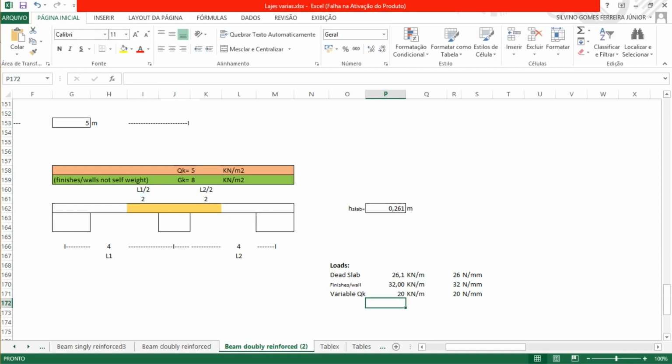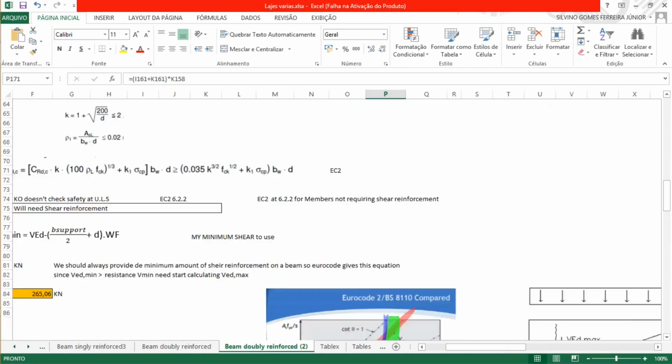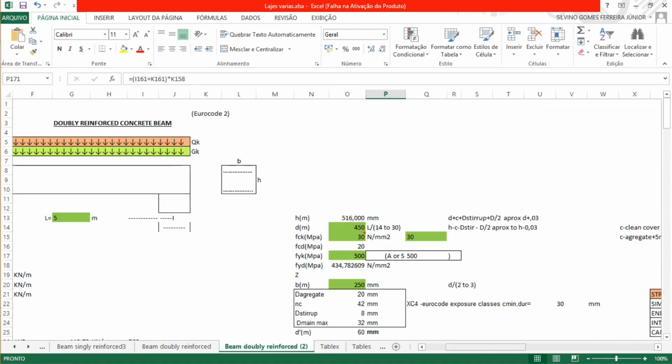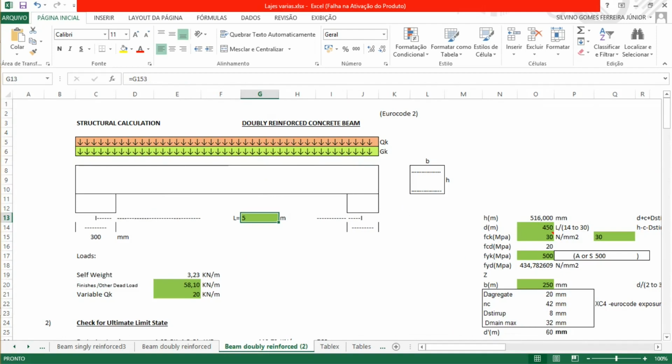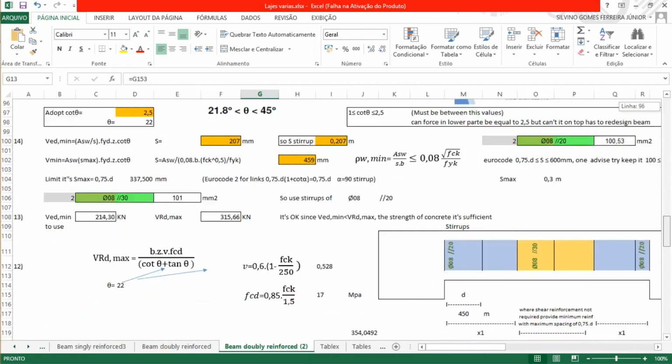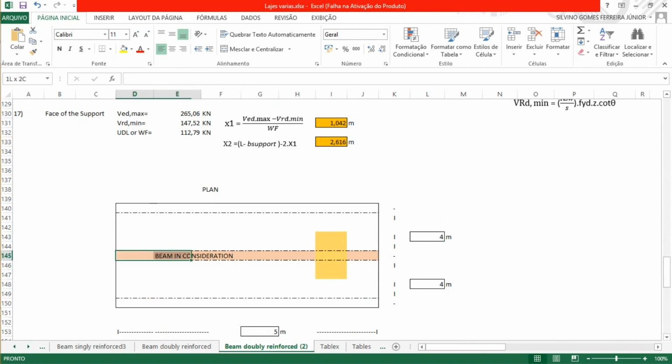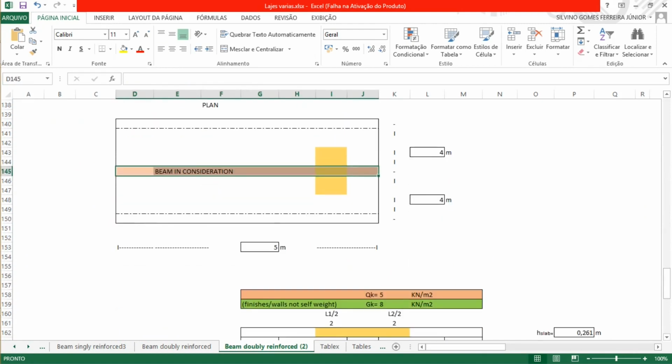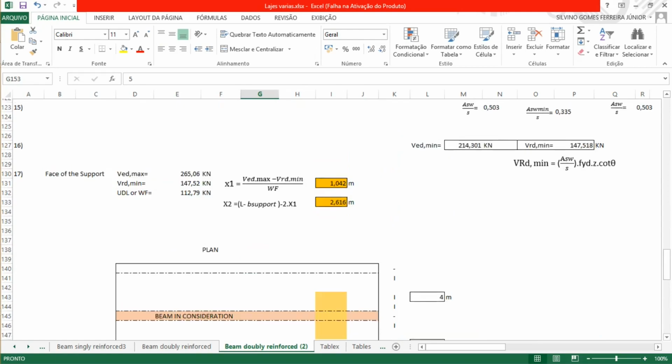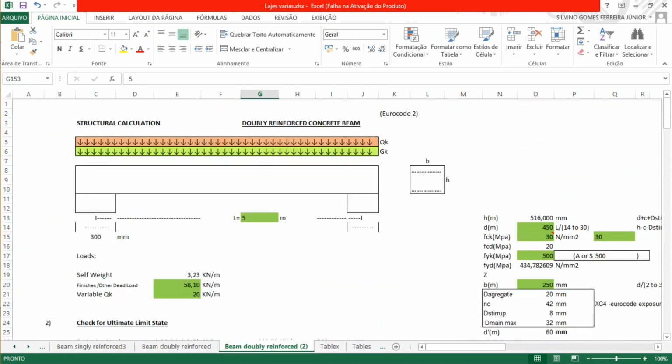Okay, so we transfer these loads. This is a dead load and this is a permanent load too. So the two together are 58.1. They are permanent loads and the other one is 20. So we transfer these loads to the beam. The beam is 5 meters long and is supported on brick walls, so we simply support it, 5 meters. So 5 meters here. This will be the cross section of the beam.